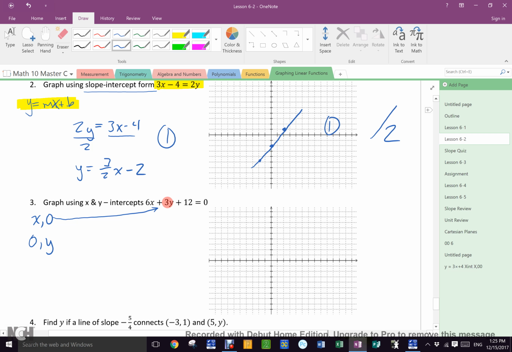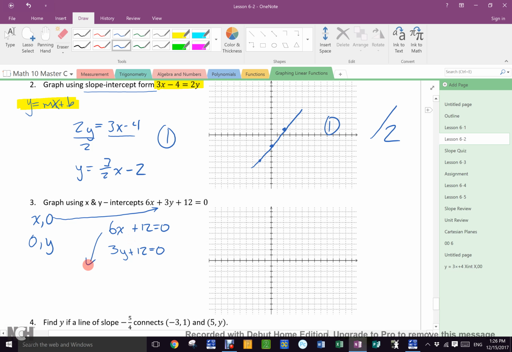In the Y space. What is 3 times 0? 0. So I get 6x plus 12 equals 0. What do I do with the x here? Put it in for x. So I get 3y plus 12 equals 0. Whenever you see this, what's your job? Get the letter by itself, right?